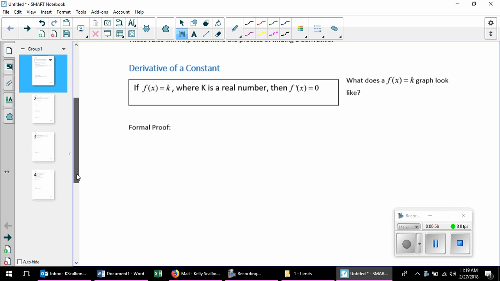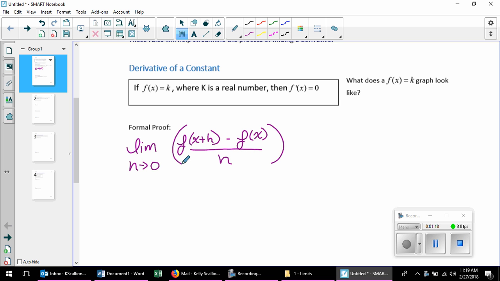So I'm going to show you the formal proof. We know k being a constant, so the derivative of a constant function. You guys remember this from last time? The limit as h approaches 0 of f of x plus h, subtract f of x, all over h. You guys remember that? Okay, so let's talk about a constant function.